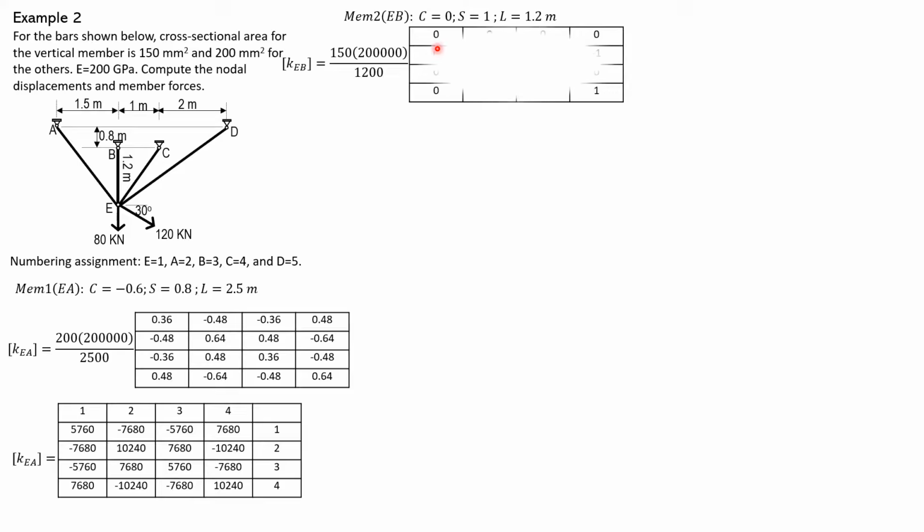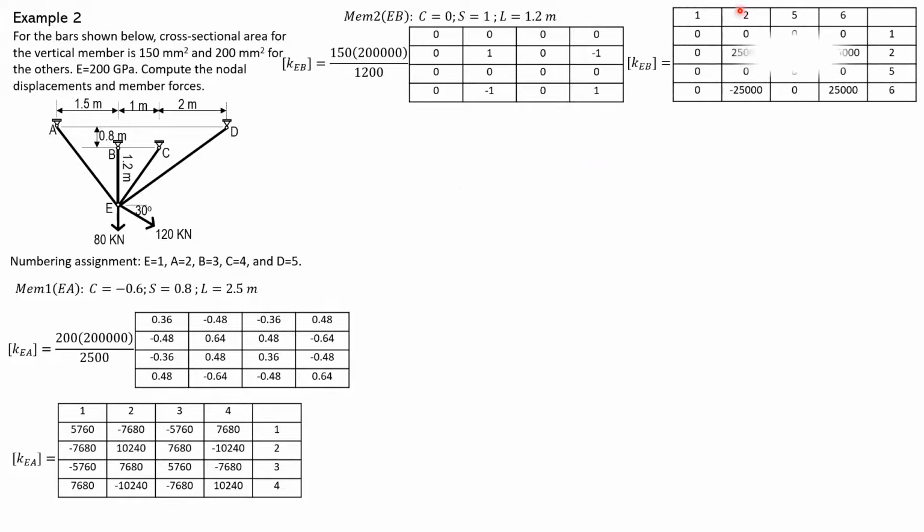Then C square, 0. CS, so 0, then negative of the first row, then CS 0, S square, so 1, and 0, negative 1, then copy. So simplifying, you have the value 0, everything in the numerator, then only have values here. So 25,000, negative 25,000, negative 25,000, 25,000.